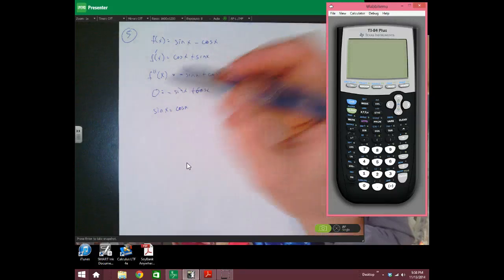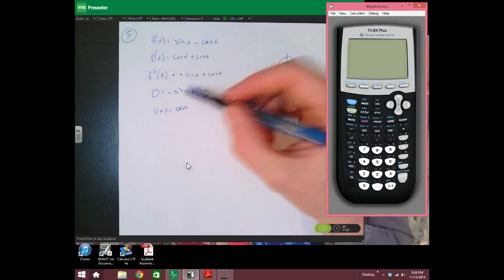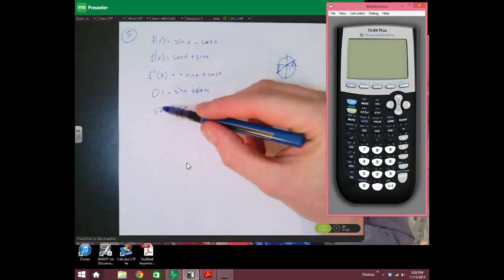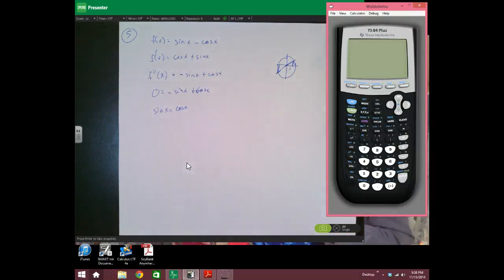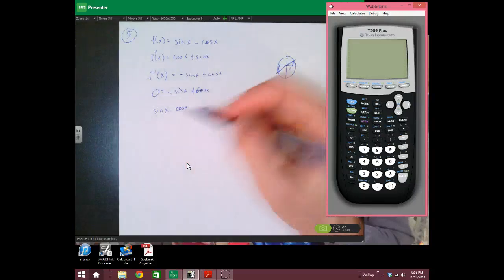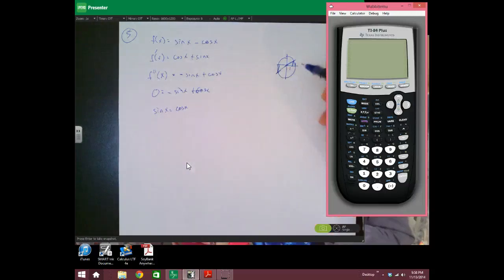Now, to find the inflection point, you set it equal to 0. And then you move sine over to the other side, and you get sine x equals cosine x. So there's two ways you can think about this. One is where sine and cosine are equal, because that's kind of what they're asking. Well, you have to remember sine is the y value, cosine is the x value.